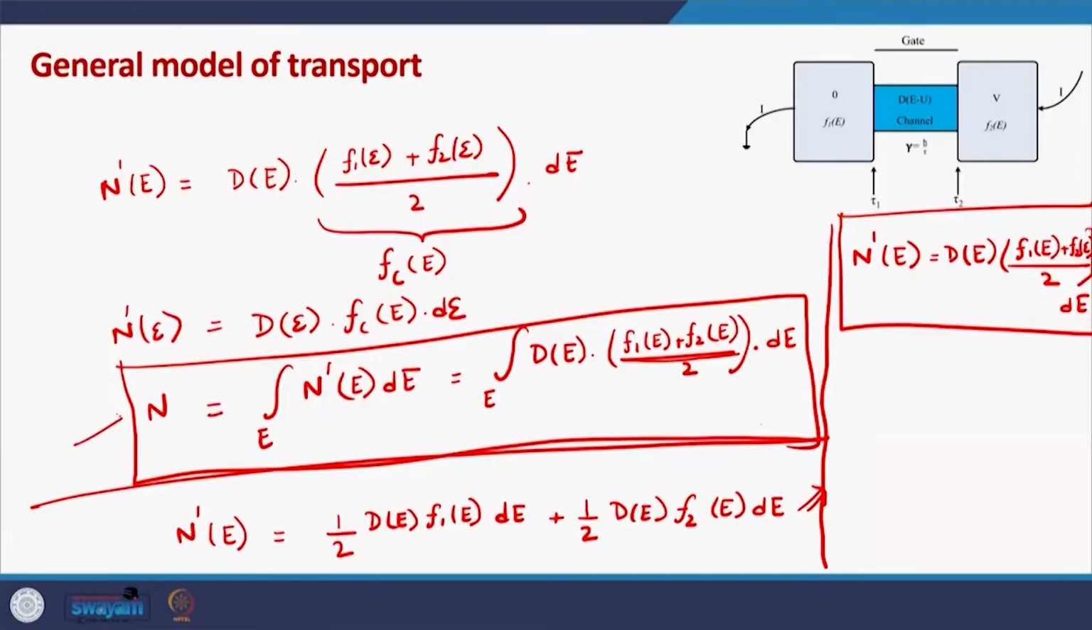Now, this was one of the first objectives, to find out what will be the steady state population of electrons in the channel. Before the contacts are connected to the channel, the electronic population would have been somewhat different. When the contacts are connected, this will be the steady state electronic population in the channel. Now, more importantly, we also want to find out what will be the current in this device in steady state, and that is what we will see now.